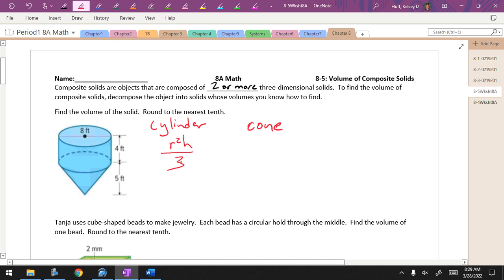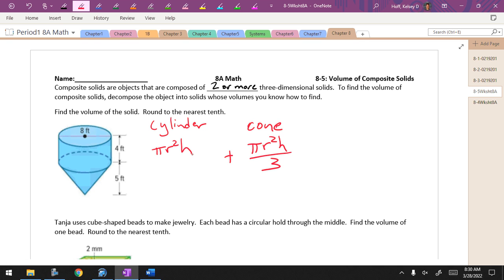All right. Oh, that's the cone. You're right. The divided by 3 is my cone. Don't forget your pi. Pi radius squared height divided by 3. Marilyn, do you remember the cylinder? Very good. Pi radius squared. Don't forget your pi's. Your cones you're dividing by 3.